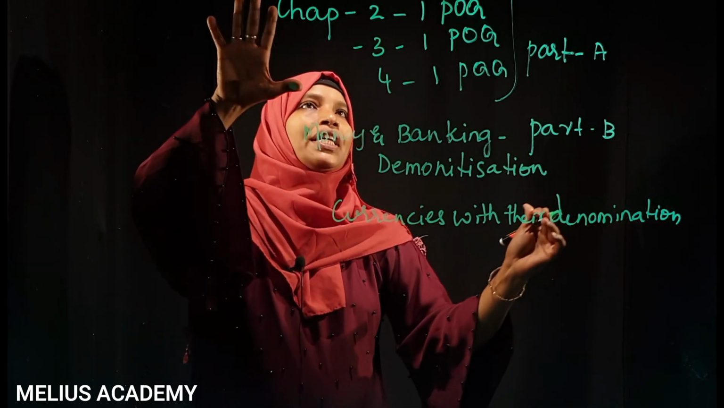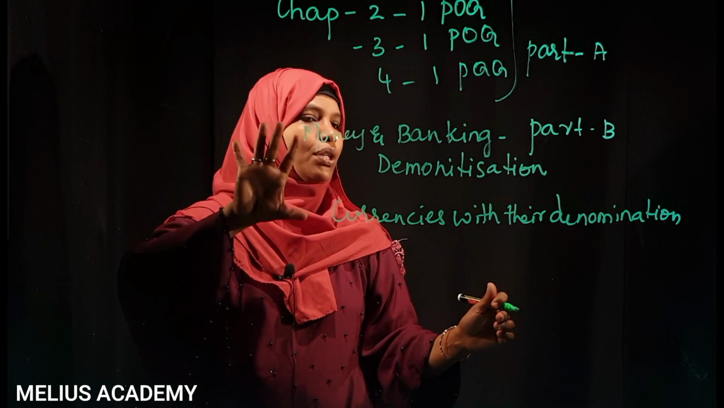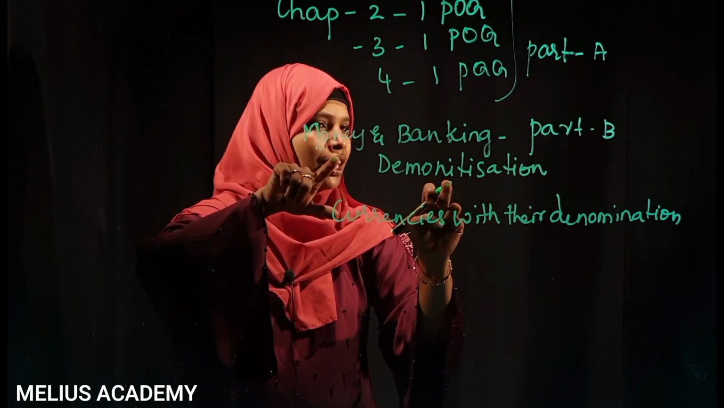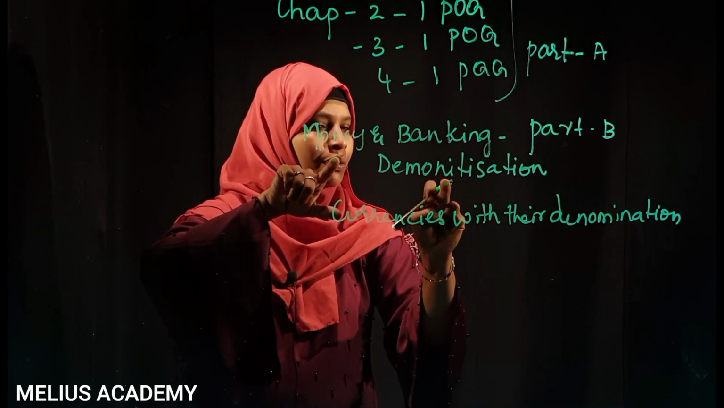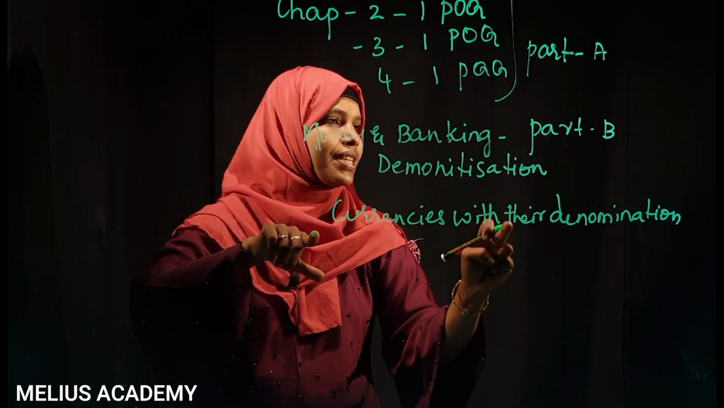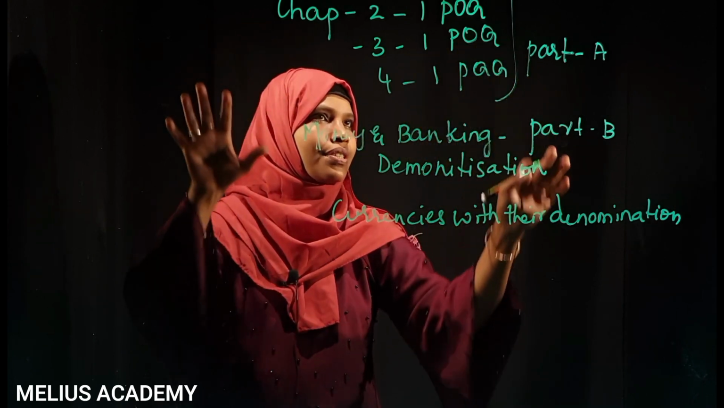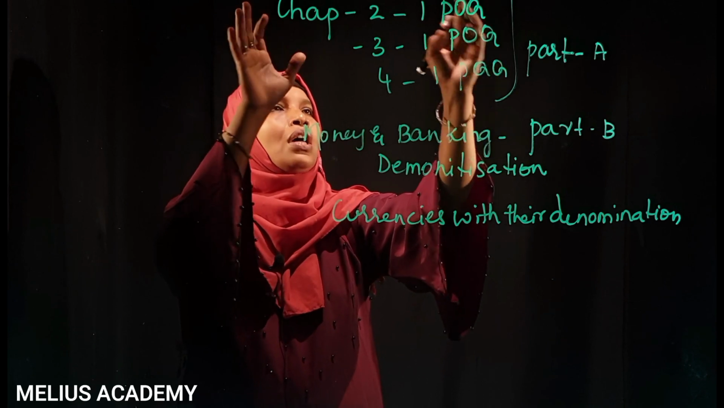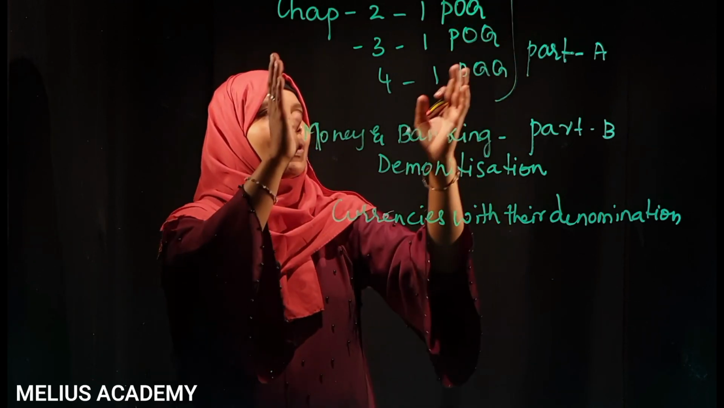So from part A, 3 questions will be asked. From part B, 2 questions will be asked. One is based on money and banking, where a question will be asked about demonetization; I'll explain how to do that. The second question will be currencies with their denominations, what currencies they follow. So this is the basic thing you have to do. Today I'll teach you about part A and part B.